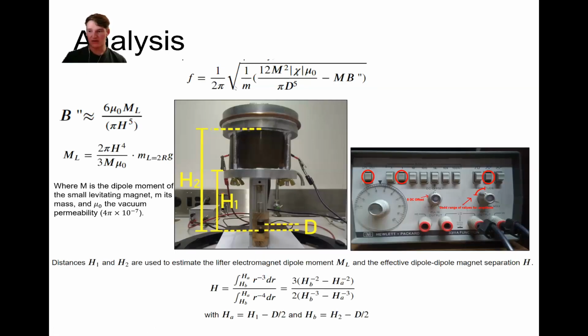The top equation here is the plate spacing frequency equation to calculate our chi, which we use to fit the curve to our graphs and our data, where big M here is the dipole moment of the small levitating magnet, little m is mass, mu naught is the vacuum permeability, and D is the interplate distance of the apparatus. ML here is the lifter magnet dipole moment, and H is the effective dipole-dipole separation, which is calculated by using these distances H1 and H2 here, and then using these equations here.